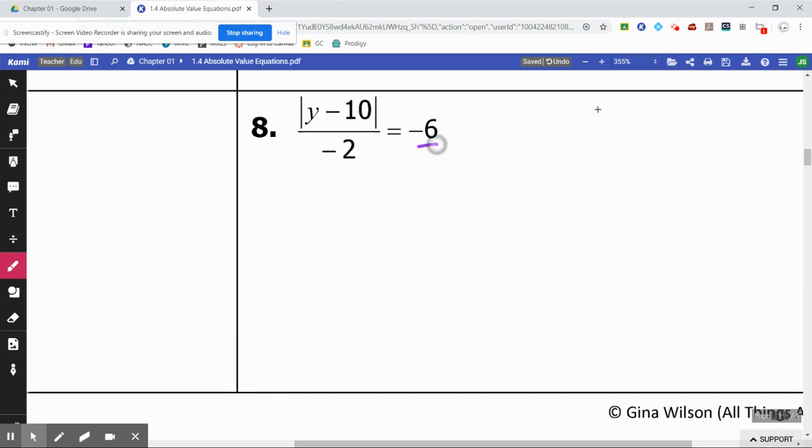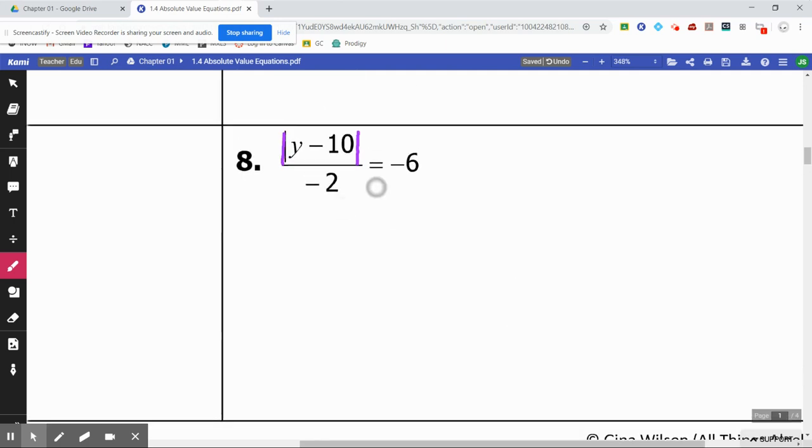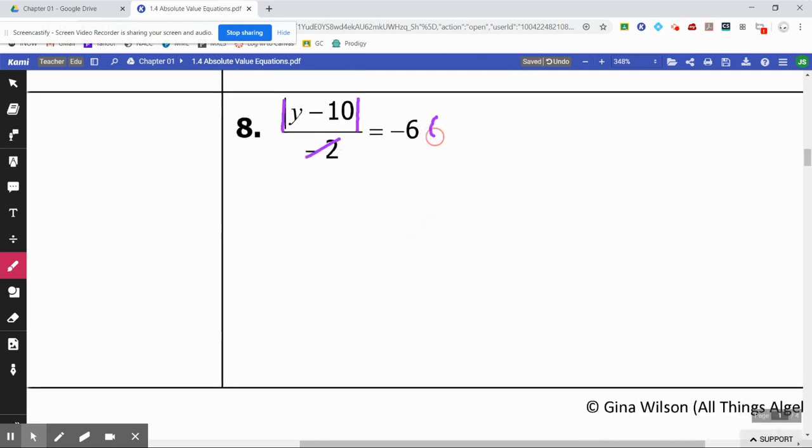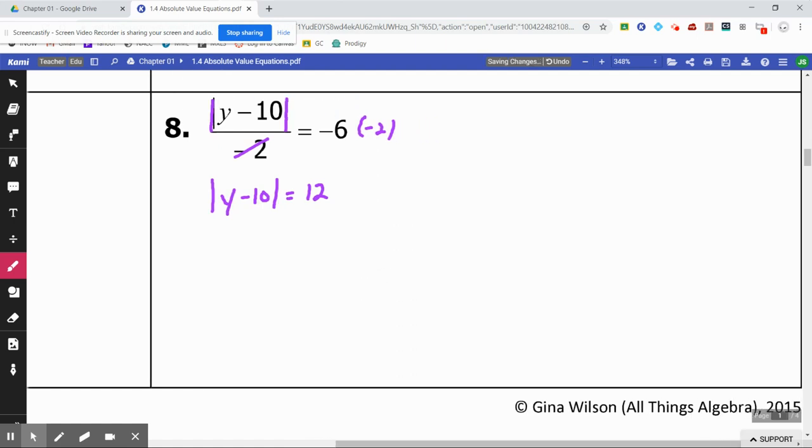Number 8, now look, you've got a negative number again. However, don't assume until you isolate this. Step number 1, we have to isolate before we assume anything. Since we have divided by -2, to get rid of it, we've got to multiply by -2. You now have the absolute value of y minus 10 is equal to negative times a negative is a positive, so we're fine here. So we do split it.